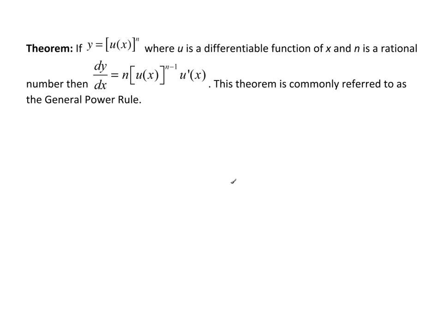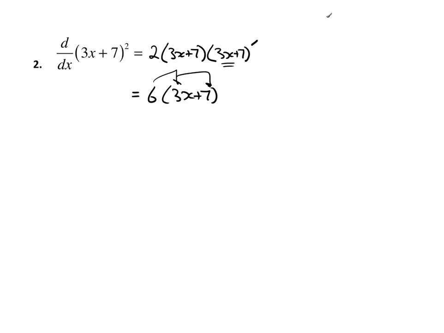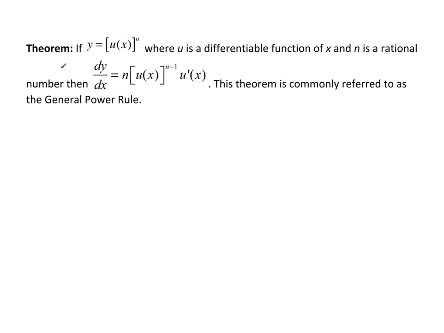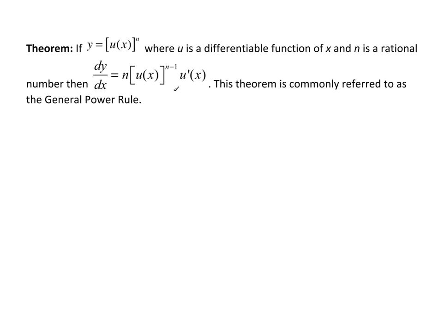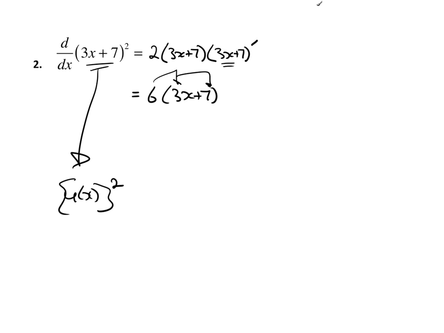Okay, what we've been doing with this last example is actually an application of the general power rule. Now, here's the theorem: if y equals u of x to the n, which is what we had here, this would be what we're thinking of as u of x, and of course it's raised to the n. In this case, raised to the second power. Where u is a differentiable function of x and n is a rational number, that's exactly what we have, because this is a differentiable function of x, and 2 is a rational number. It's 2 over 1.